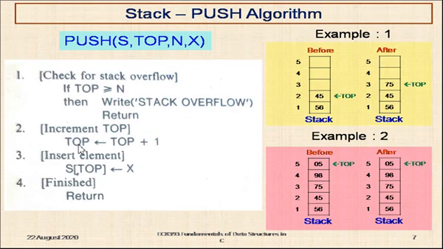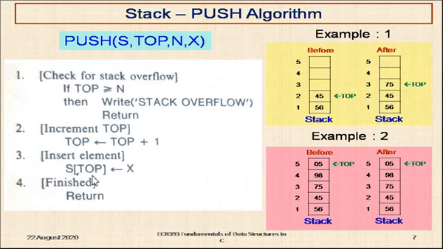So top pointer is adjusted by one location. Top is equal to top plus 1. So currently top is equal to 2. Because of the second step, top becomes 3. So the pointer is moved from location 2 to 3. Now we can insert the element x.